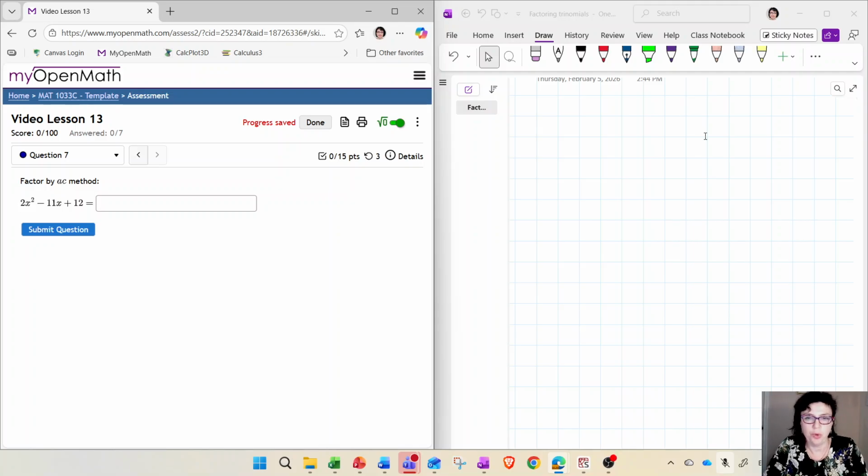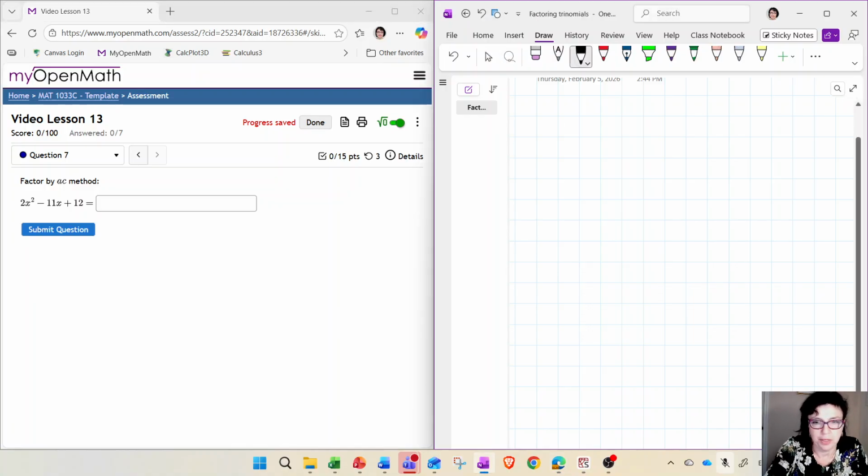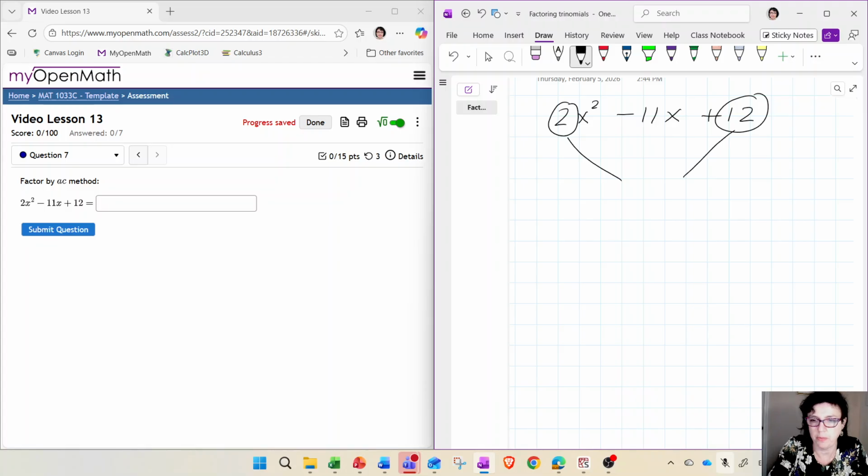In this video, we are going to also look at the AC method, but here we are going to have a little bit of difficulty because of a negative sign, but it's basically the same thing. So let's check this out. The first thing you do is identify what your AC is, because this is the AC method. So this is A, this is C, and we want to multiply them, and that will give us 24.